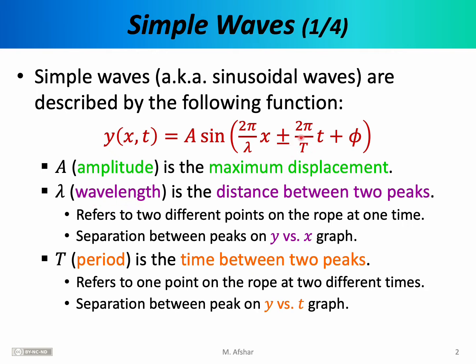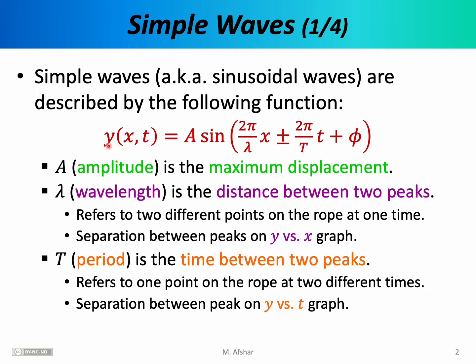We also have capital T. Capital T refers to the period of the wave. It's also the time between two peaks, but on a different graph. Notice that now we have a function that depends on x and t. So we can create graphs of y versus x and y versus t.